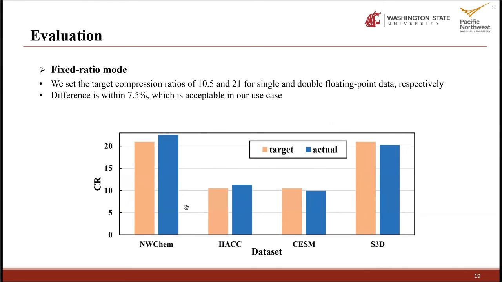Then I will talk about the fixed ratio mode. We set the target compression ratio to 10.5 and 21 for the single and double floating point data, respectively. As shown in the figure, the difference between the target compression ratio and the actual compression ratio is within 7.5%. So the difference is acceptable in our use case.